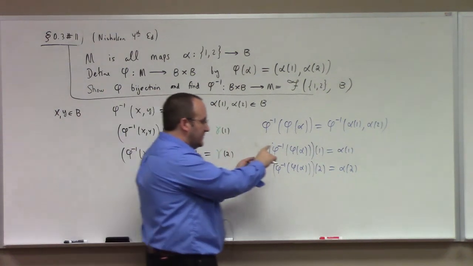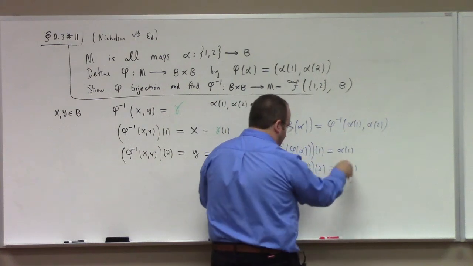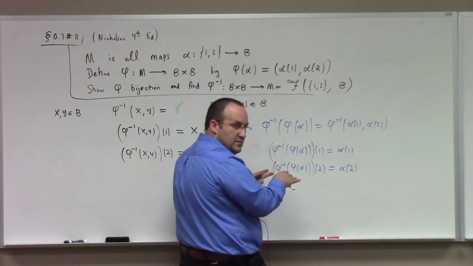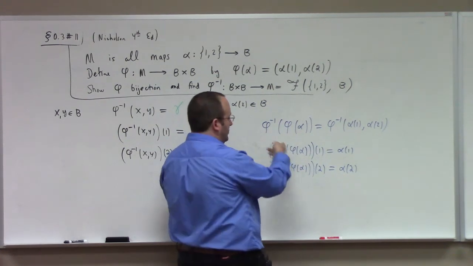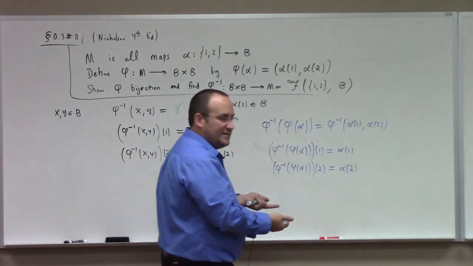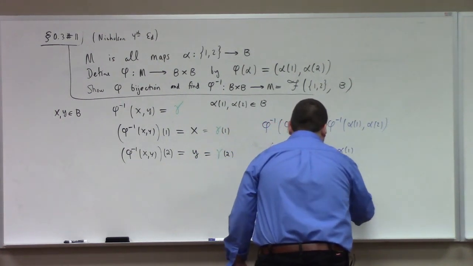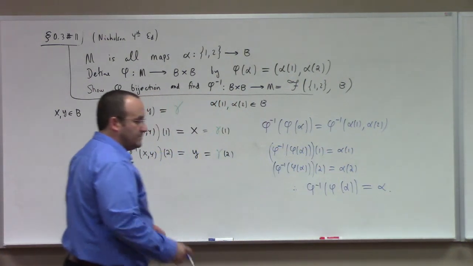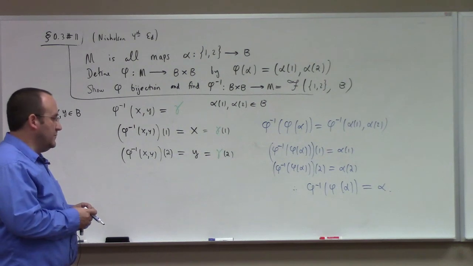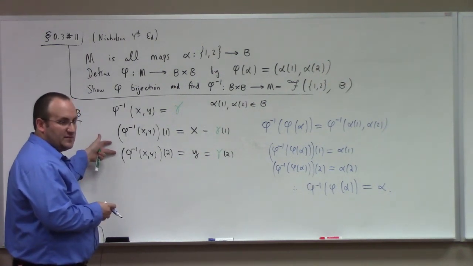I would have gotten 1 is alpha of 2 and 2 is alpha of 1, which would mean, see these being equal for 1 and 2 implies what? That's all values of the map. So this says phi inverse of phi of alpha is equal to alpha. Which shows you that at least one half of the inverse condition is met, right?